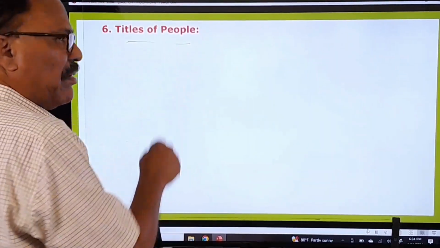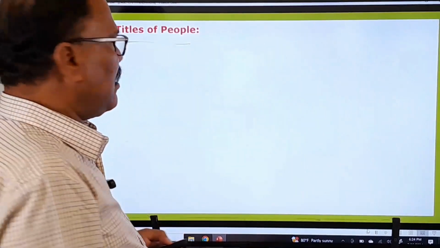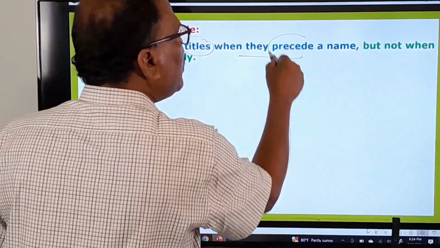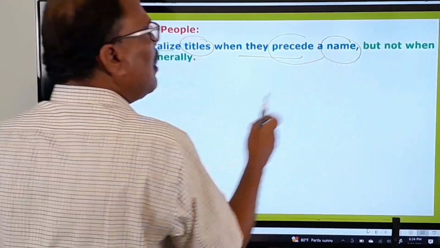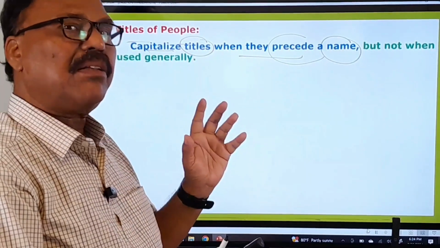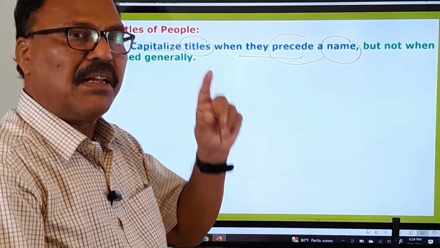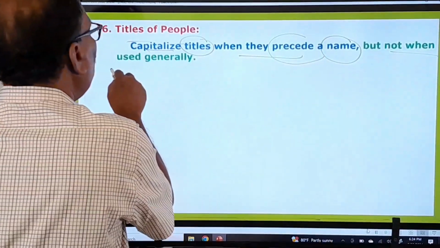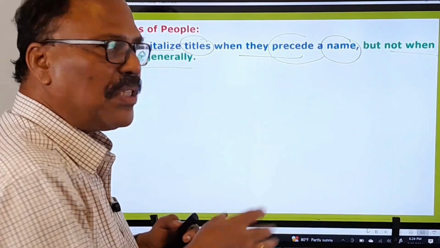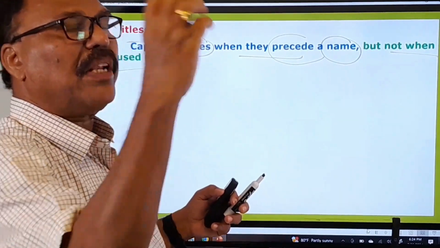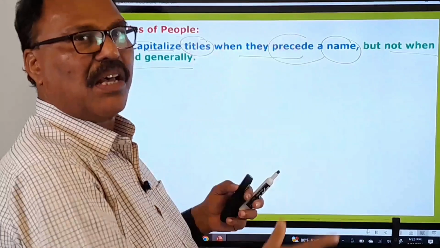Titles of people should also be capitalized. How? Let us see that. Capitalize titles when they precede a name. That means when the titles come before the name itself, then you must capitalize that title. But not when used generally. Whenever you use the title generally, you should not capitalize it. Only if those titles are used before the names of persons.